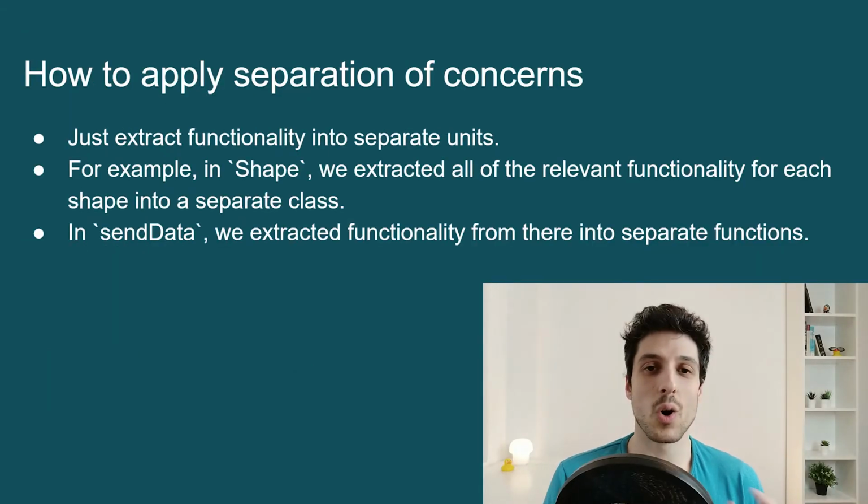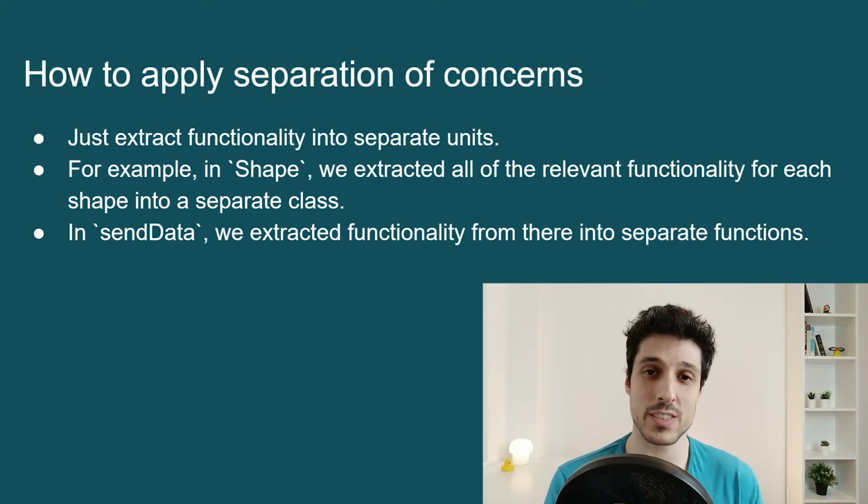Okay, so hopefully you now have a better idea for why smaller units are beneficial. So you know why separation of concerns is good. Now let's see how to apply separation of concerns. And actually the answer to that is quite simple. You apply separation of concerns purely by extracting functionality.